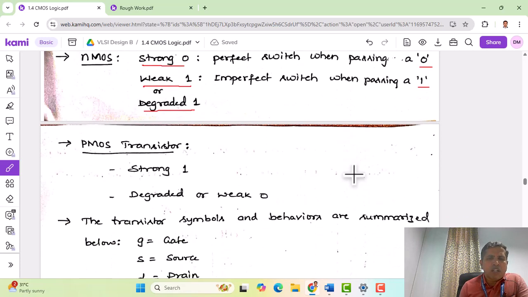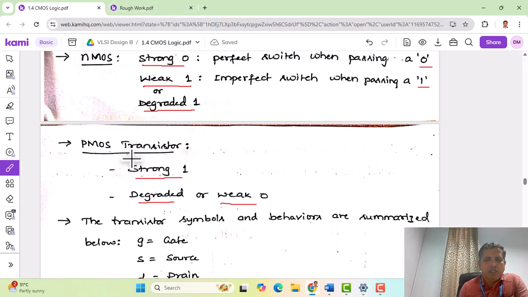Let us have an overview of the PMOS transistor. The PMOS transistor behaves quite opposite to the NMOS transistor. The PMOS transistor is going to be strong at 1. It is a perfect switch while passing logic 1 from one point to another point. However, the PMOS transistor is going to be an imperfect switch while passing logic 0 from one point to another point. Therefore, we can say the PMOS transistor degrades logic 0, or it is weak at logic 0.